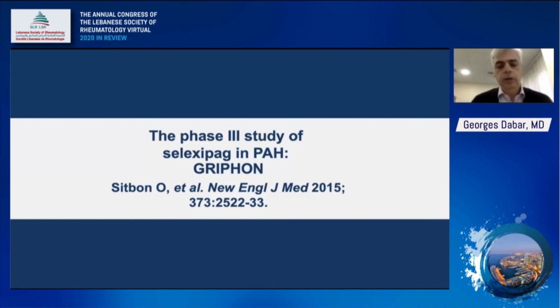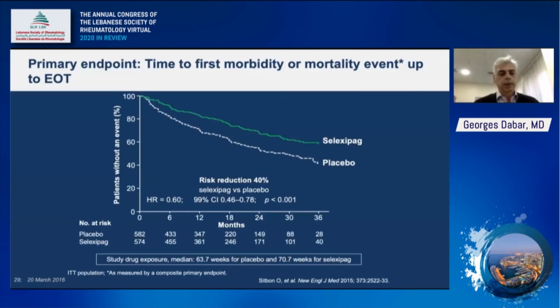Let's go over the Selexipag and the GRIPHON study. So the primary endpoint was the time to first mortality and morbidity, the composite index, basically at 3 years or at 36 months. And you see a 40% risk reduction using Selexipag compared to placebo. So this is very important.